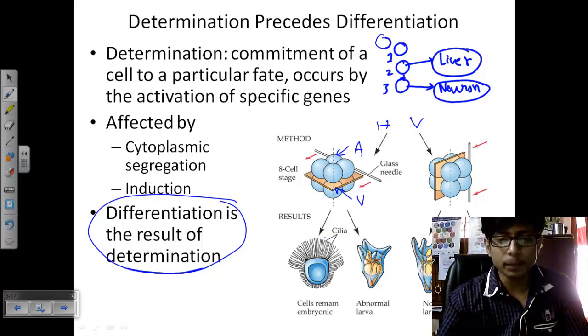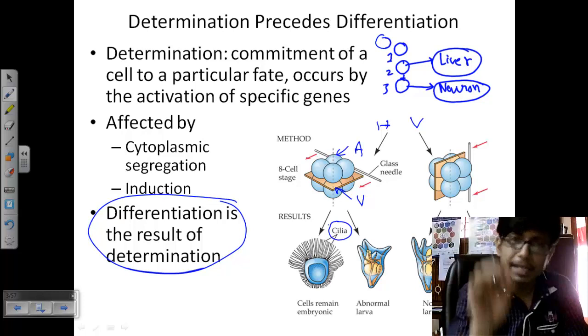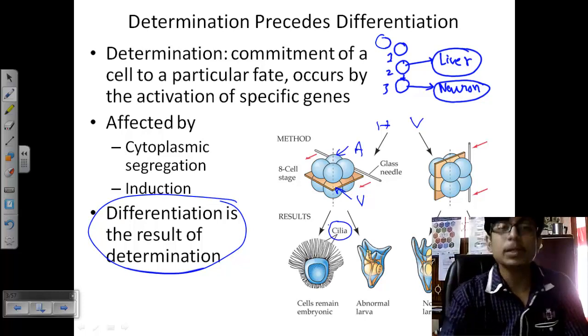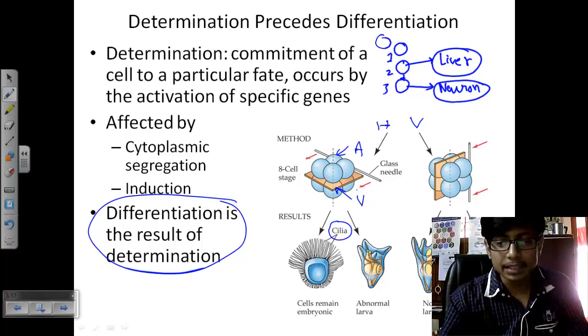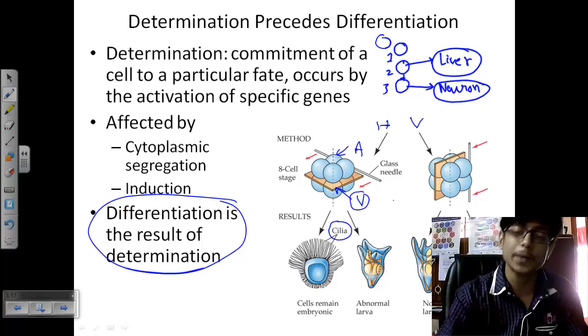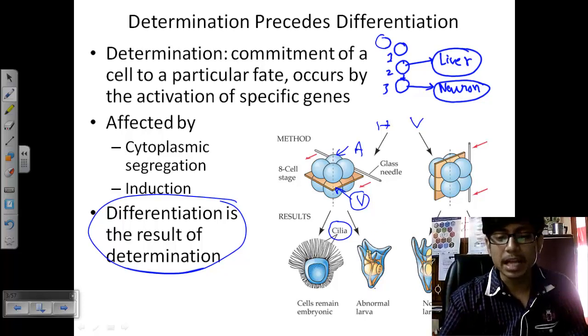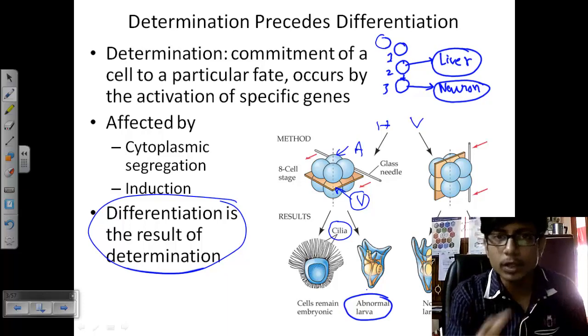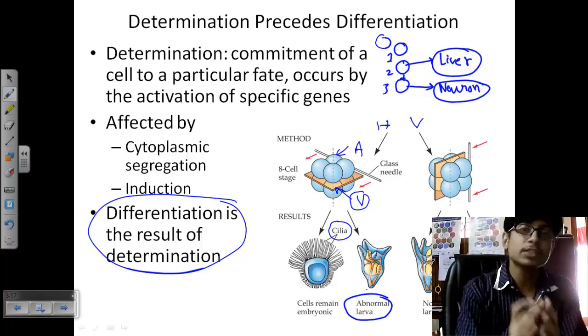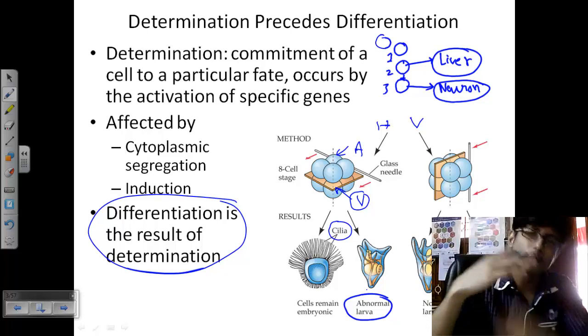So here the animal pole will ultimately lead to the generation of embryonic cells and produce certain cilia. It will remain as an embryonic cell, it will not differentiate further, and it will not produce any organ. It will not produce any individual. But on the other hand, the cells from the vegetal pole contain yolk and everything properly distributed. So it will produce a larva, but the larva will be abnormal. It will not be functional. So this is not a good idea, to separate the animal pole from the vegetal pole.